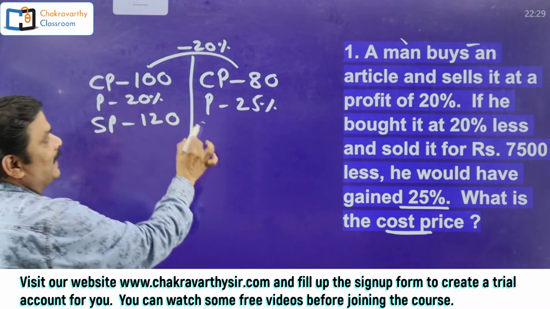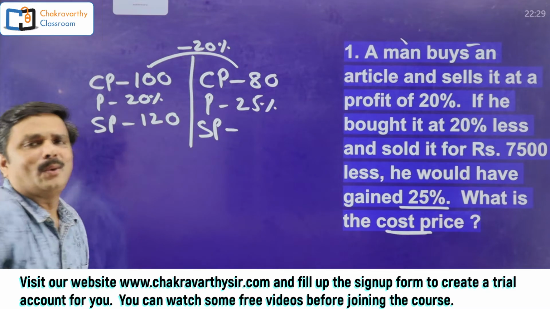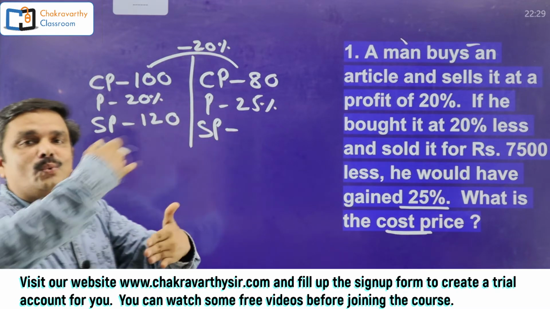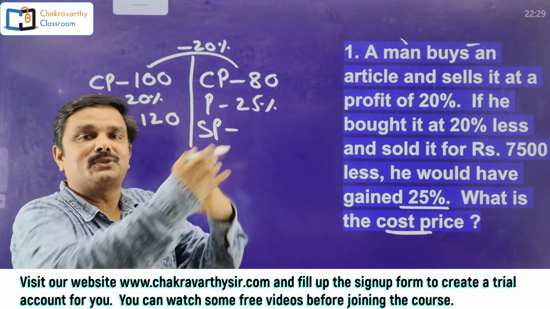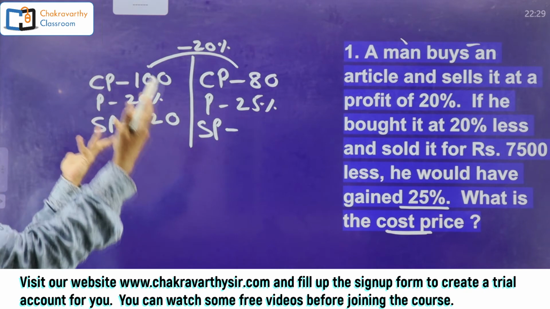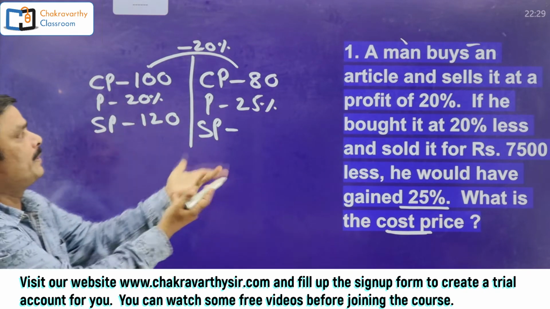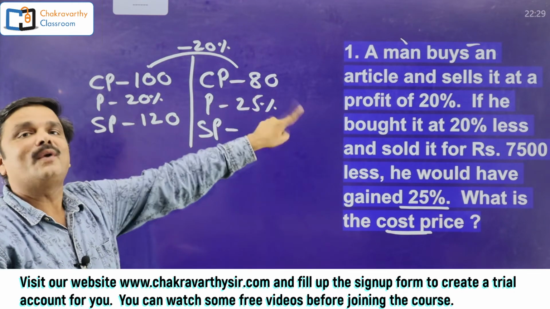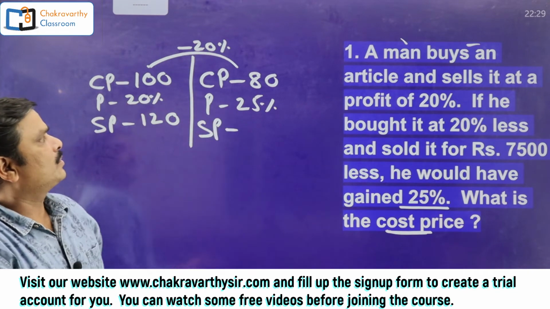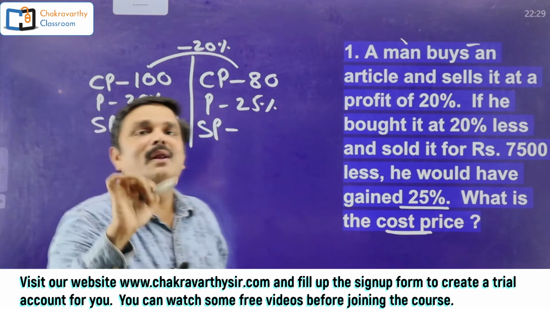Now, what is the selling price in this case, students? Simple one. 80 rupees is the cost price. Profit 25%, that means you need to add 25% to 80. What is that? With fractions you can do, or you can do with percentages. If you want to go for percentages, 80 into 125 by 100, you have to add 25. Or if you want to go with the fraction method, 25 is nothing but 1 by 4.